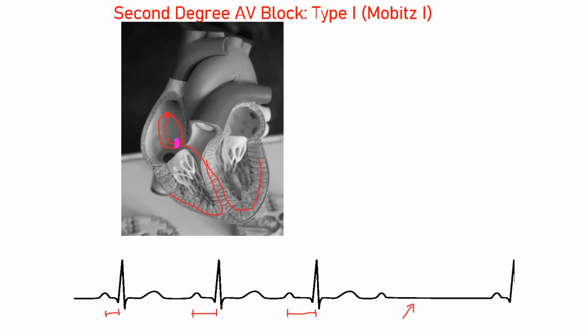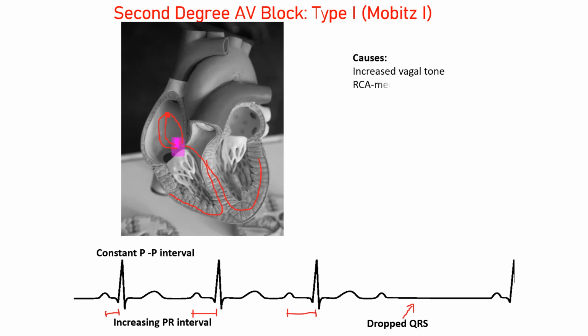Second degree atrioventricular block type 1 is often referred to as Wenckebach atrioventricular block. It is intermittent atrioventricular block due to impaired conduction within the atrioventricular node. ECG shows constant P interval but progressive prolongation of PR interval leading to non-conduction of P wave and dropped QRS complex. Causes are increased vagal tone and right coronary artery mediated ischemic heart disease.